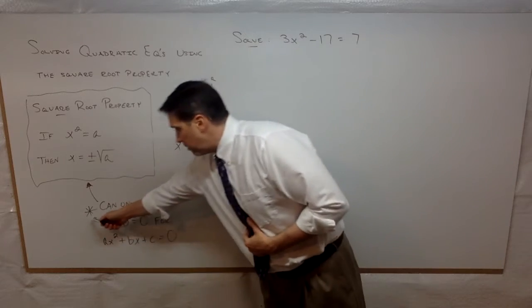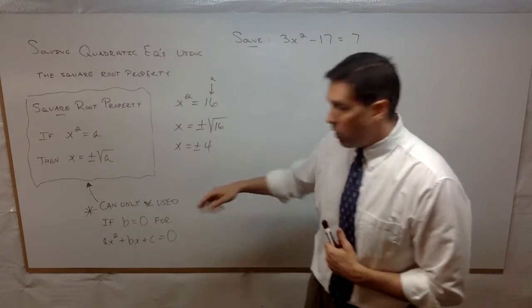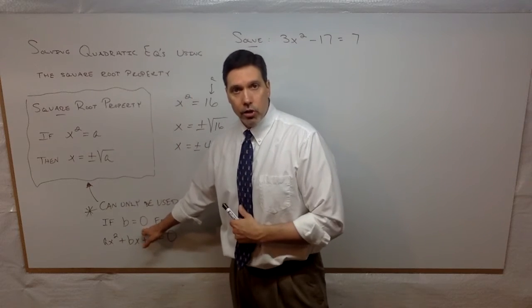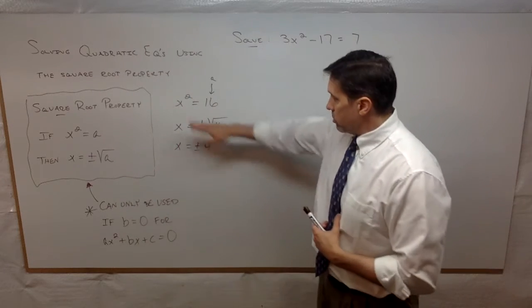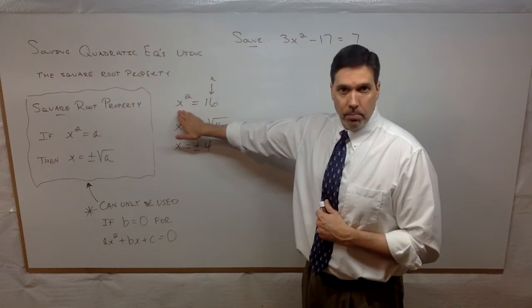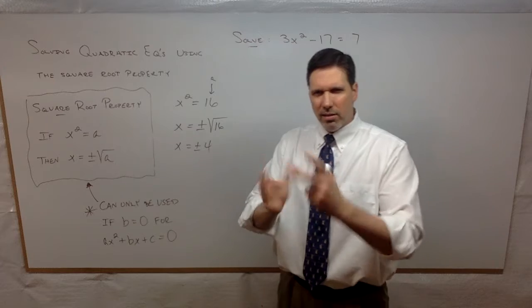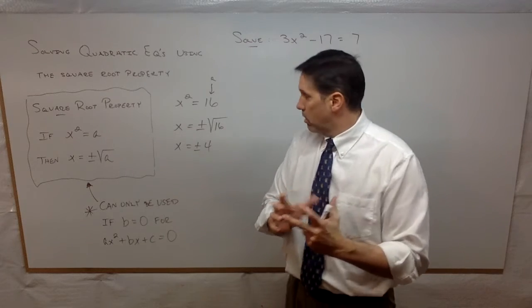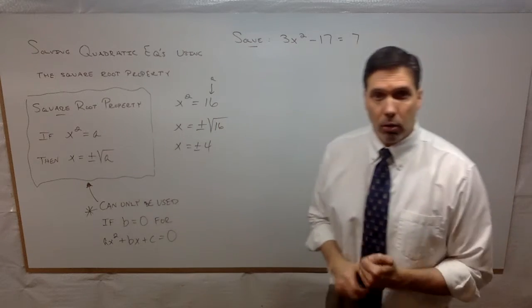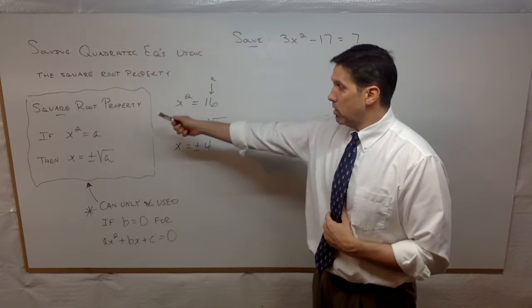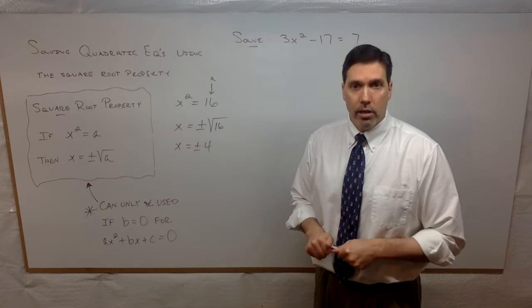And that's what I have here with this little asterisk. This can only be used if the b value, the linear coefficient, is 0. Because you notice we have the quadratic term. We also have a constant, but notice we don't have that linear term, the bx. If that is missing from your quadratic equation, that's good news. If it's missing, you can use the square root property to solve it.